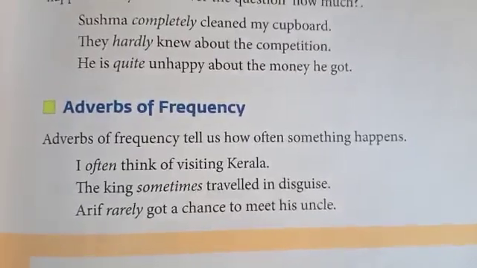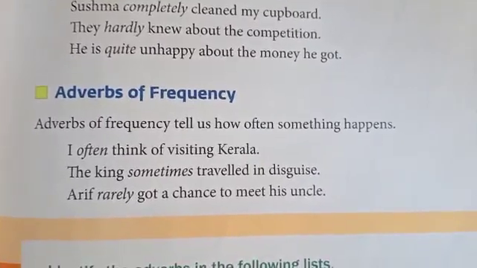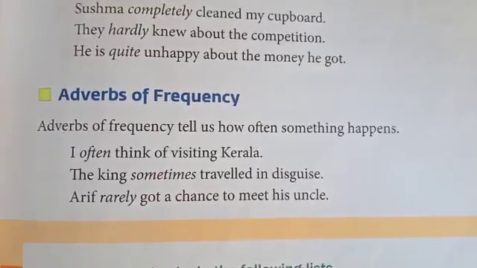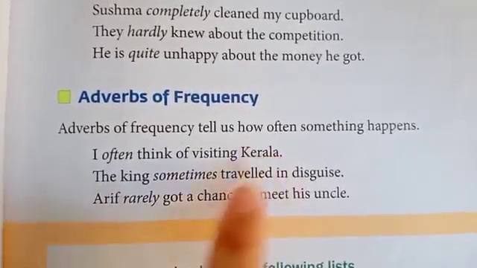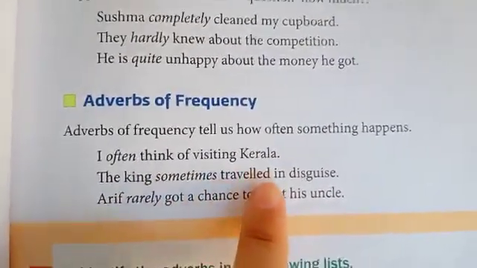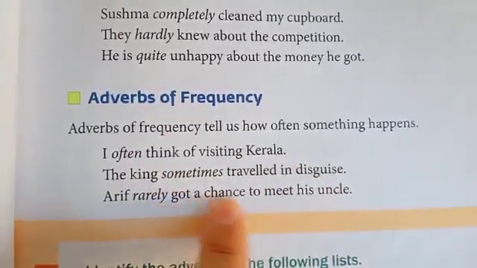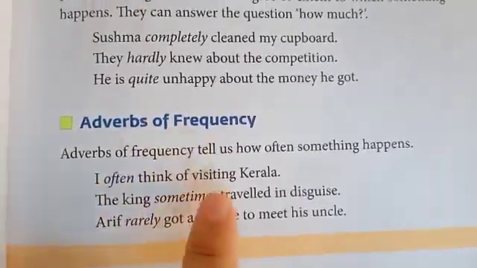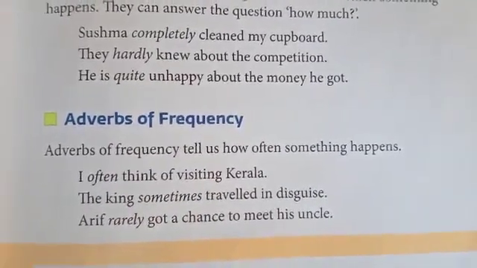Alright? And now we have the last type of adverbs, that are adverbs of frequency. This is the fifth type of adverb. Adverbs of frequency tell us how often something happens. I often think of visiting Kerala. The king sometimes travelled in disguise. Arif rarely got a chance to meet his uncle. All these are often, sometimes, rarely. All these are adverbs of frequency.